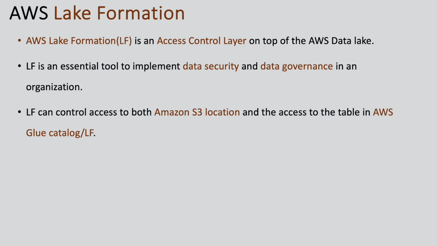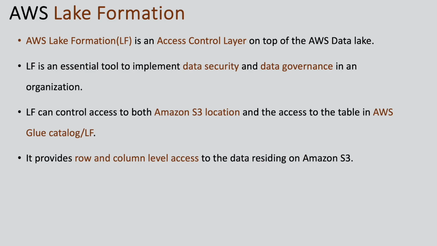And just for everybody's information, Lake Formation can control both Amazon S3 location access as well as the access to the Glue catalog and the Lake Formation tables, which means your data is stored in S3, but it's cataloged in Glue, which is inherited by Lake Formation. And when you grant access or revoke access, it controls both the table level, row level, as well as the S3 location access.